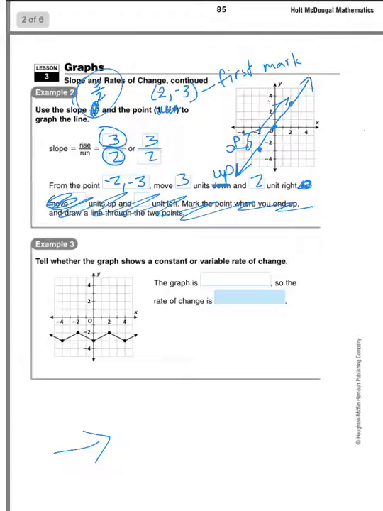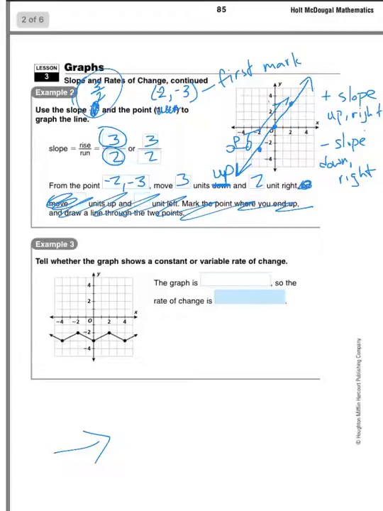So the parentheses is your first mark, and then you follow. If it's a positive top number, you go up and to the right, always to the right. And if it's a negative number in the numerator, you go down and to the right. So positive slope, we go up and then right. Negative slope, we go down and then to the right. That's where we make our mistakes, and I almost made that mistake. We always go right, whether we go up or down to begin with.